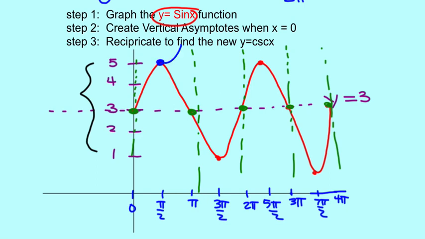Top of the hill, parabola. It's not truly a parabola, but that's just kind of how it looks. Bottom of the hill, parabola. Top of the hill, parabola. Bottom of the hill, parabola. There is now your new cosecant function with all the transformations.